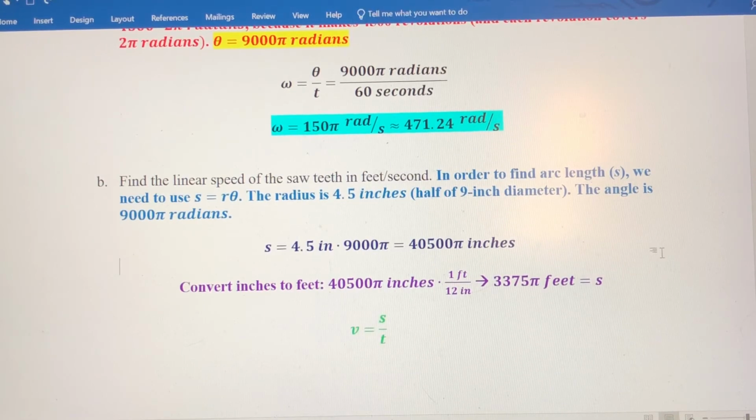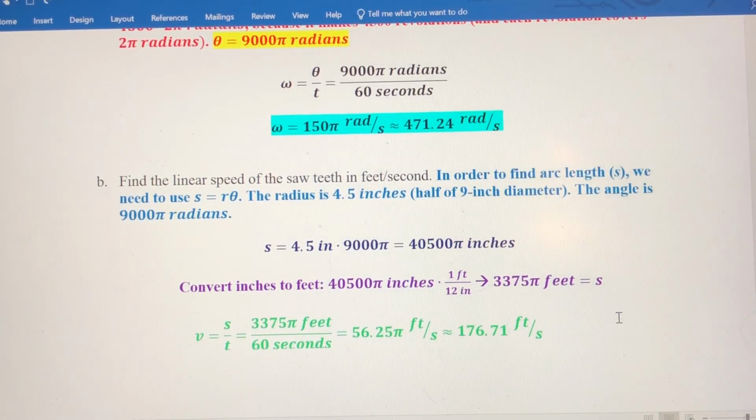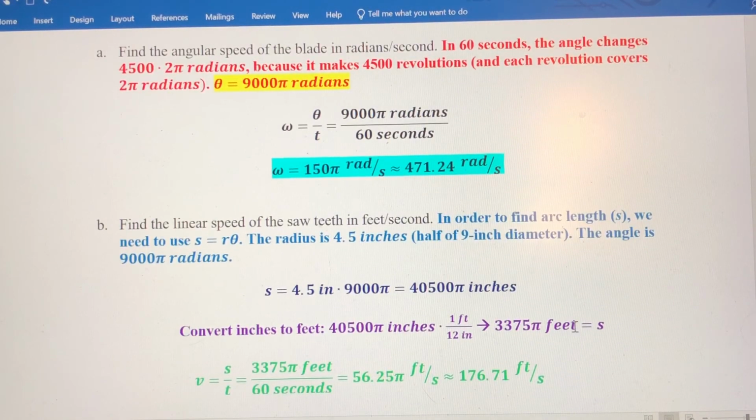This is the value that goes into my linear speed formula. The linear speed is the arc length divided by time. Plugging in what I know, we're dealing with a time of 60 seconds, and I want my unit in feet per second, so I've got everything just like I need it. Dividing these two values gives me 56.25 pi feet per second. That's the linear speed of this saw when it's traveling 4,500 revolutions per minute. An approximate answer, plugging that into a calculator, is approximately 176.71 feet per second. So that's how you find angular speed and linear speed.